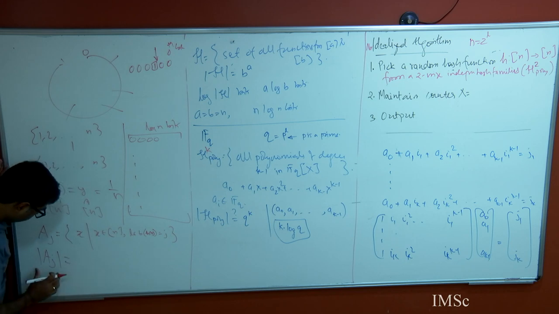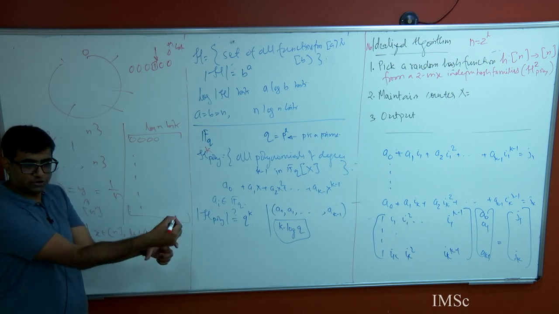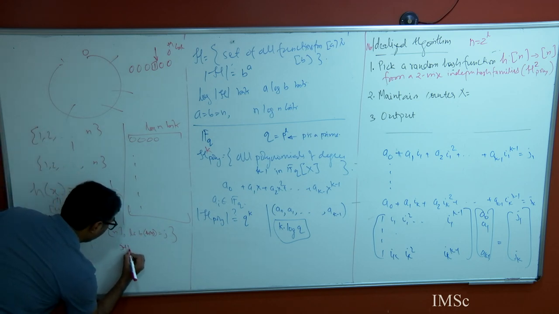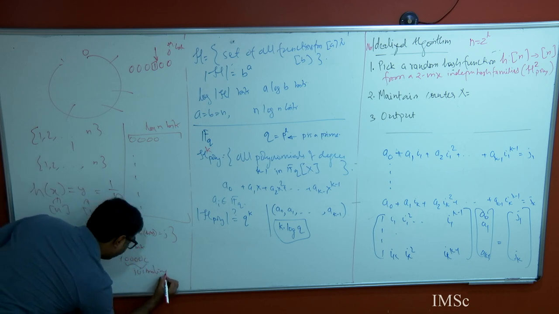So he's saying AJ should be n divided by 2 to the power j plus 1. Why? It means the jth bit has to be 1 and the rest of the bits have to be 0. But that still doesn't tell us that AJ should be equal to this. So what are we looking for? We are looking for those elements which are mapped to this, where the last j plus 1 bits look like 1, 0, 0, 0, like j zeros trailing. This is how it looks.